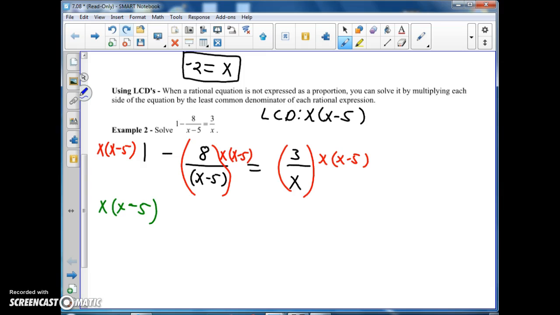Now the first one's easy, right? What's 1 times x times x minus 5? X times x minus 5. That's what you see there, right? So that's an easy one. Now we get to the second one. I'm going to take the negative, put it on the 8, and make that into a positive, like that.